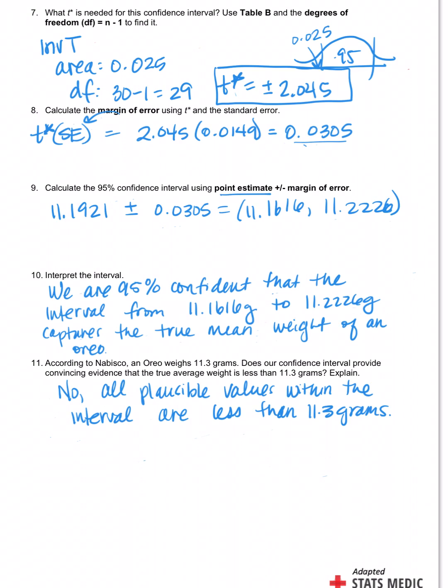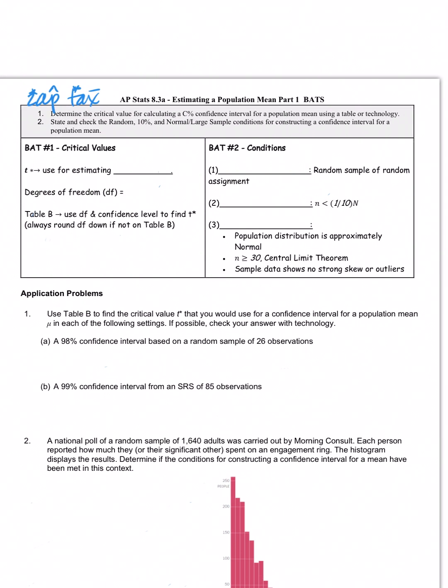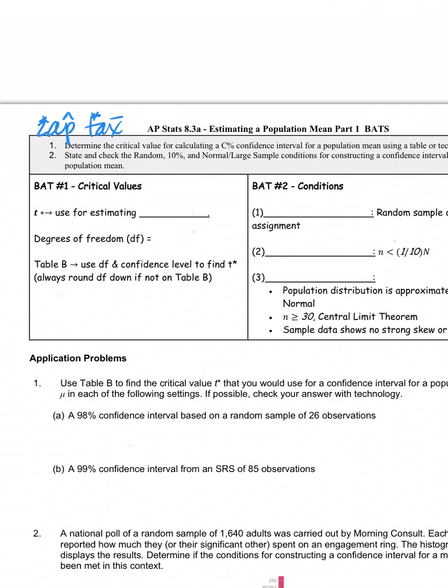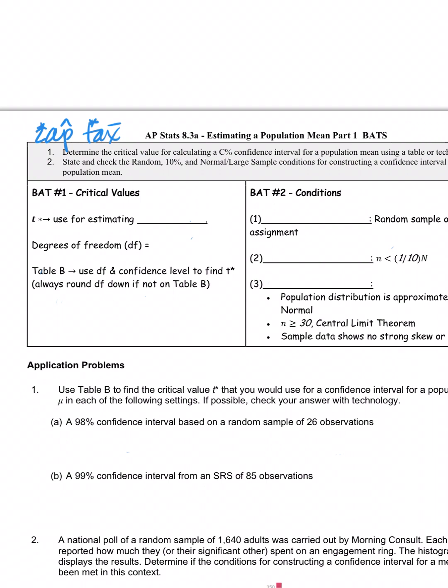So far, so good? Not too different than proportions, is it? You just have to remember that T star thing, okay? Now, let's do the next page. With this, I use this little memory thing, a zap tax. I think I mentioned it in the video, maybe I didn't. Zap tax, and this just helps me remember that Z star goes with P hat, T star goes with X bar. If you need it, it's there to help you, okay? You don't have to use it, but it's just there.